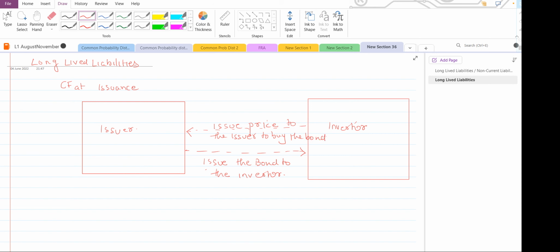Now, these are the cash flows that occur, right? These are the cash flows. This is how cash changes hands at issuance of a bond, right?